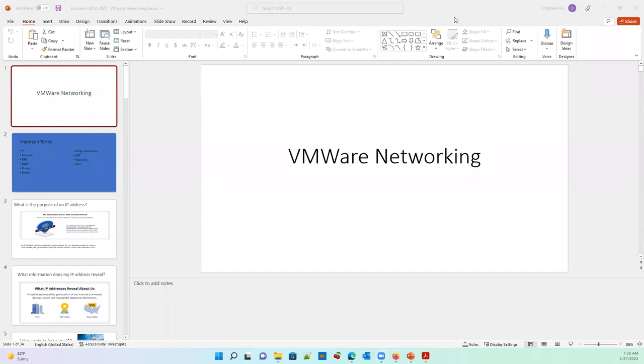Let's get started. So VMware networking. We're going to talk about it today. It's basic VMware networking, but it's basically how the internet works. So we are building a small environment that represents the whole internet.